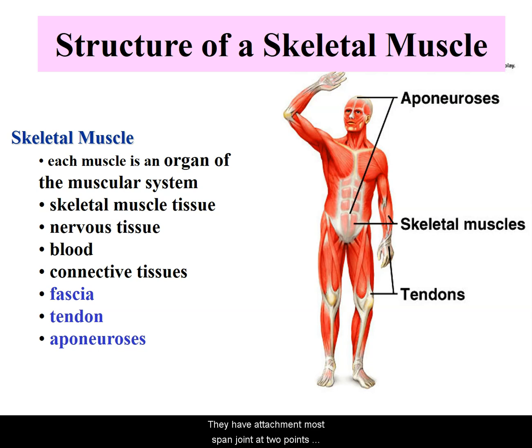They have attachment. Most span joints at two points. Contraction moves the insertion toward the origin. We talked about that in lab. There is sometimes direct attachment, fleshy. The epimysium is fused to the periosteum or the perichondrium of aponeurosis, or to the bone. There is indirect attachment sometimes, where the muscle is attached to a tendon, or aponeurosis attached to bone or cartilage.